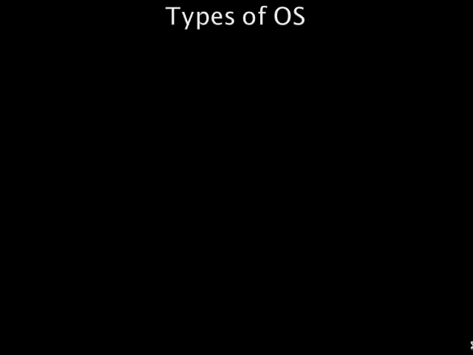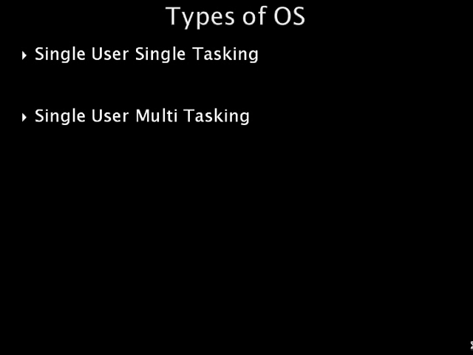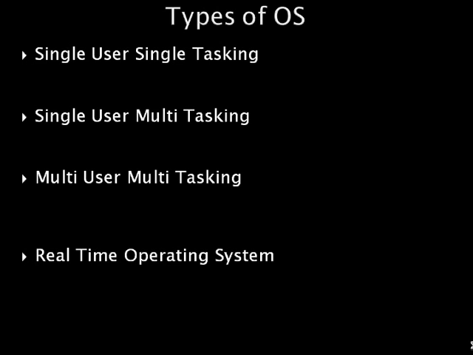There are different types of operating systems. Single user, single tasking. Single user, multitasking. Multi-user, multitasking. Real-time operating systems. There are very few different possible categorizations for operating systems.